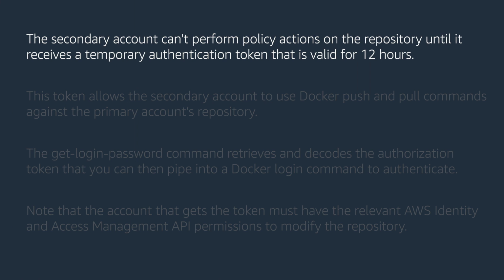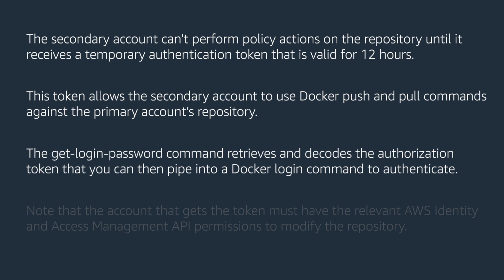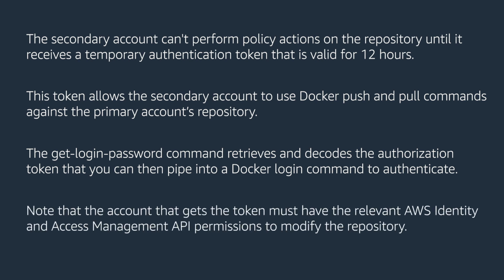The secondary account can't perform policy actions on the repository until it receives a temporary authentication token that is valid for 12 hours. This token allows the secondary account to use Docker push and pull commands against the primary account's repository. The get login password command retrieves and decodes the authorization token that you can then pipe into a Docker login command to authenticate. Note that the account that gets the token must have relevant AWS Identity and Access Management API permissions to modify the repository.